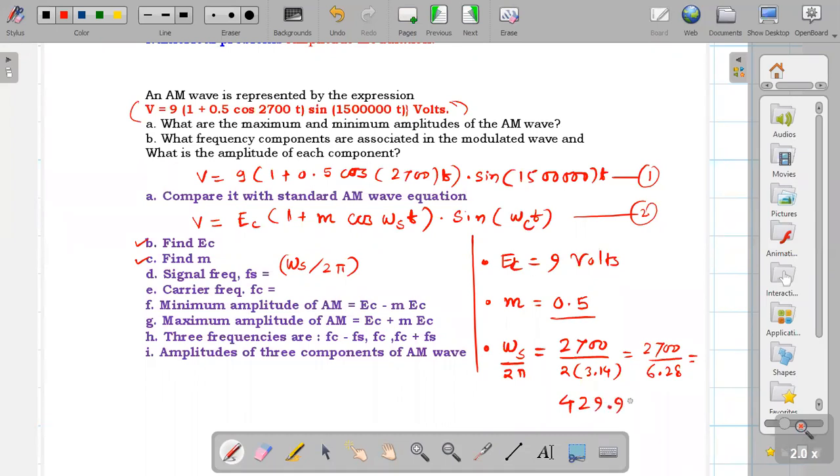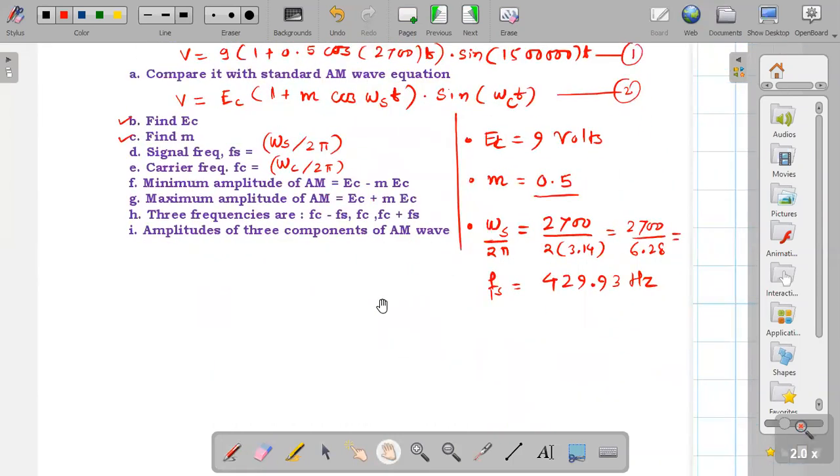Unit hertz, and this is your fs. Then carrier frequency. Dear student, fs is equal to omega s upon 2 pi. Therefore, carrier frequency fc can be written as omega c upon 2 pi, and therefore I will shift in upward direction.